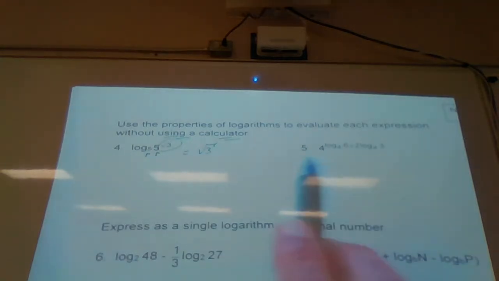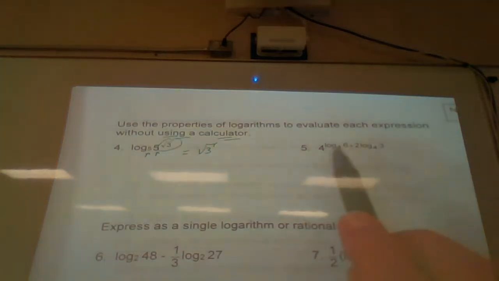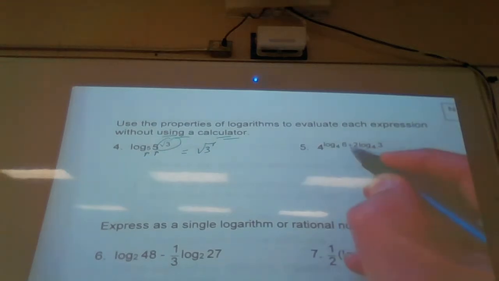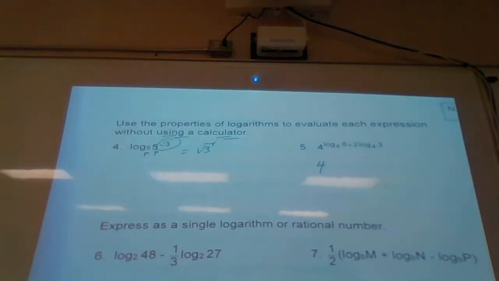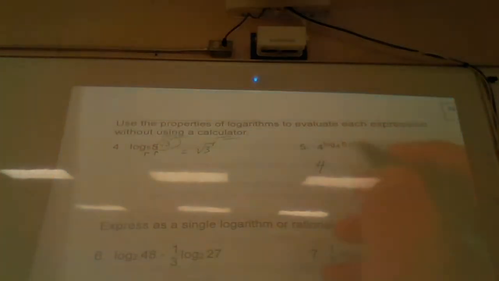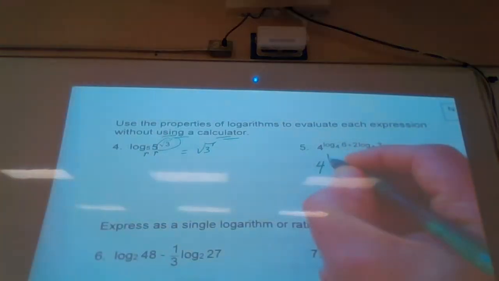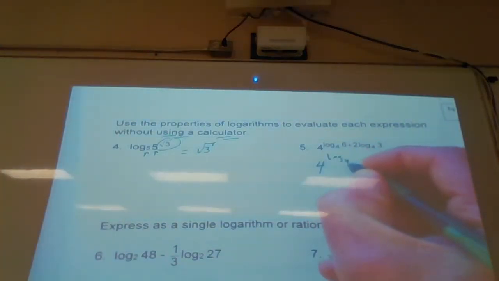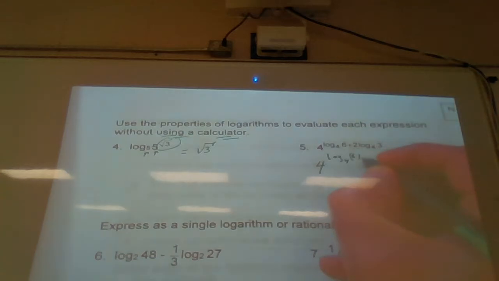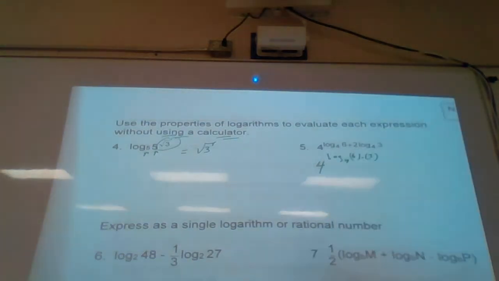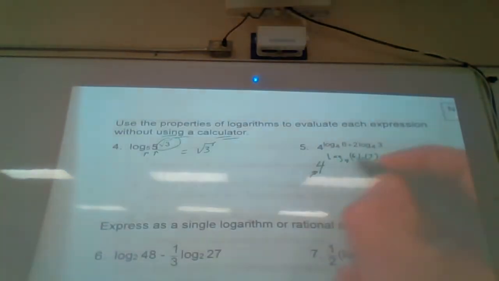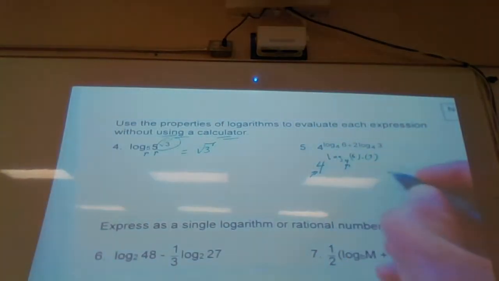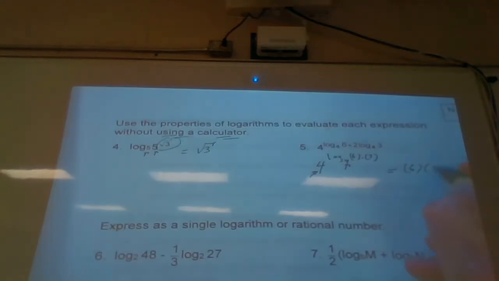So when you get to number 5, you notice you have a log base 4 plus log base 4. So you have two of them. Before you can even use the other property, we're going to combine these. And this is addition, so this is log base 4, and addition goes into multiplication. Now you have base 4 of log base 4, so the answer is 6 times 3.